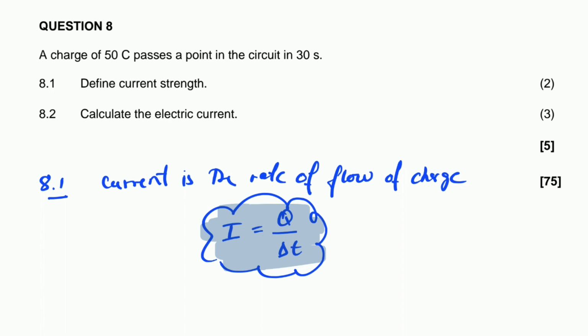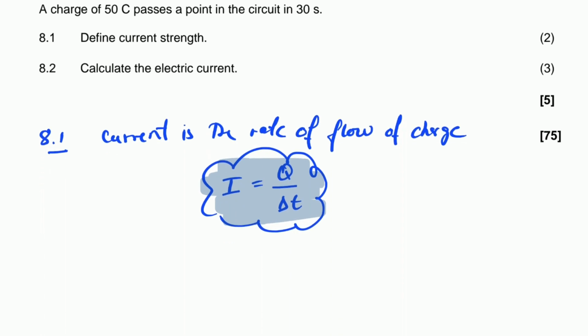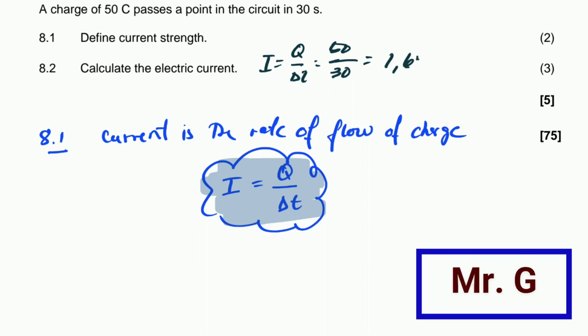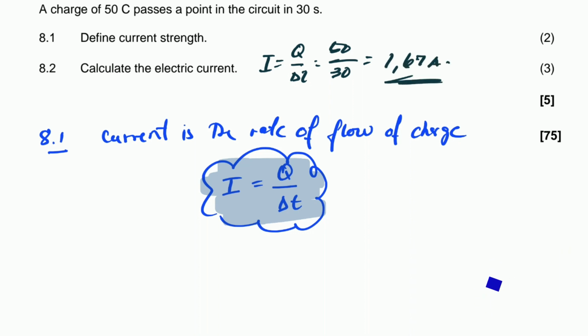Calculate the electric current. So it's using this formula here, guys, that we have current equal to Q divided by change in time. Q is 50 coulombs and the time is 30 seconds. It's very simple. The answer is 1,67 amperes.